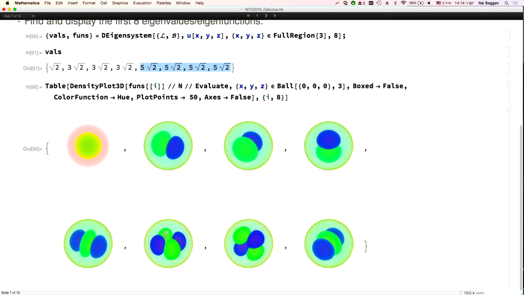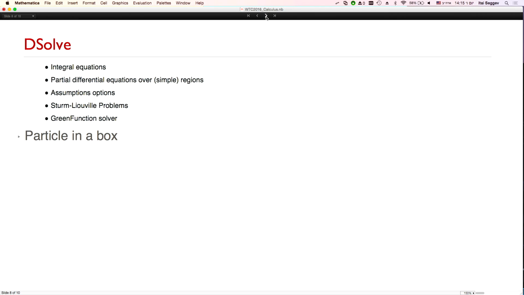And here's a nice visualization of the different eigenfunctions. Okay, so DSolve, again, Devendra gave a very nice talk yesterday about all the enhancements we've made to DSolve, but I thought it would be useful to go over those here. Integral equations, partial differential equations over regions, an assumptions option, solutions to Sturm-Liouville problems, a Green function solver, so you can explicitly request via a method option that it try to use Green function. It's also used automatically in some cases.